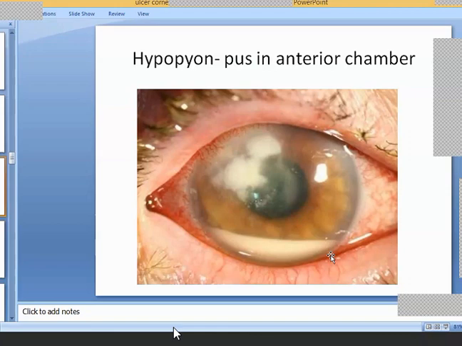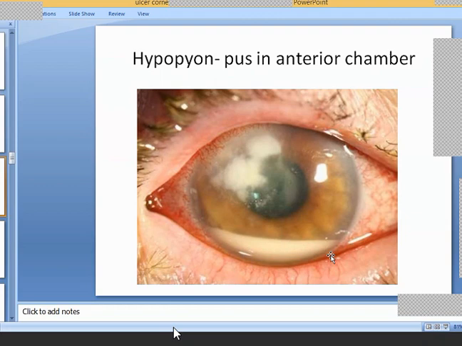Then suppose there is an ulcer of the cornea, and it reaches such a stage that it goes very deep into the stroma, and after the stroma is finished, there will be a Descemet's membrane, very elastic in nature. So it has thinned down in that particular area, where there is intraocular pressure of around 22 millimeters of mercury.